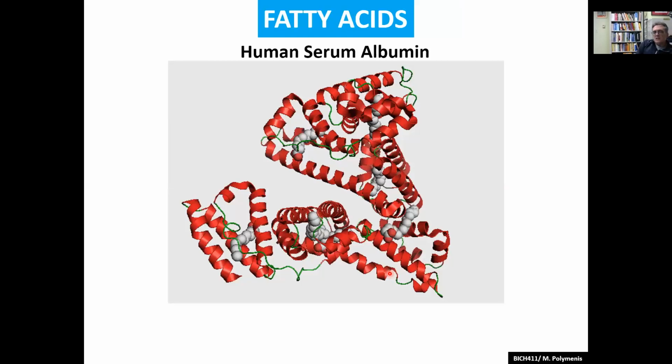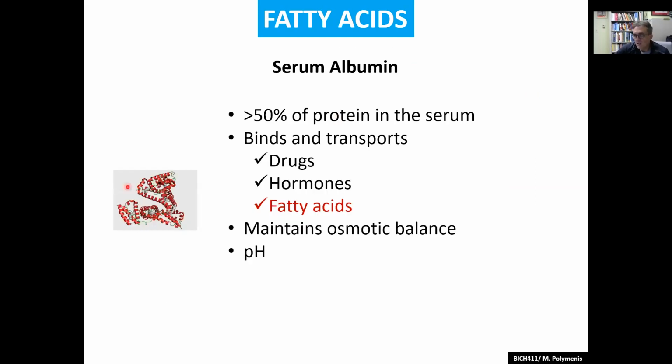So, last thing about fatty acids and how they can be found in the serum. We have a very abundant protein, all animals do, all mammals do, albumin in the serum, and that's the structure, and it takes at least more than half of all the protein content in the serum. So it's a huge amount, and just because of its presence in such high amounts, it can bind and transport a variety of things, drugs, hormones, and also fatty acids, as it turns out. So serum albumin is very important. It maintains osmotic balance and the pH of our serum or blood.